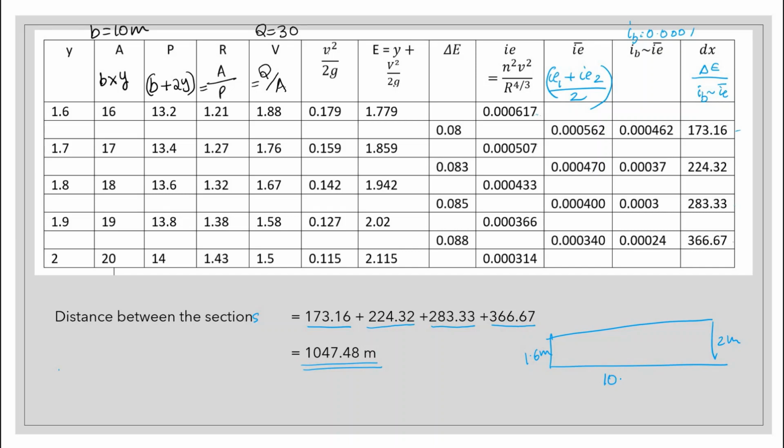So that is how we compute the length of a water profile when the direct step method is applied. Okay. I hope it is clear.